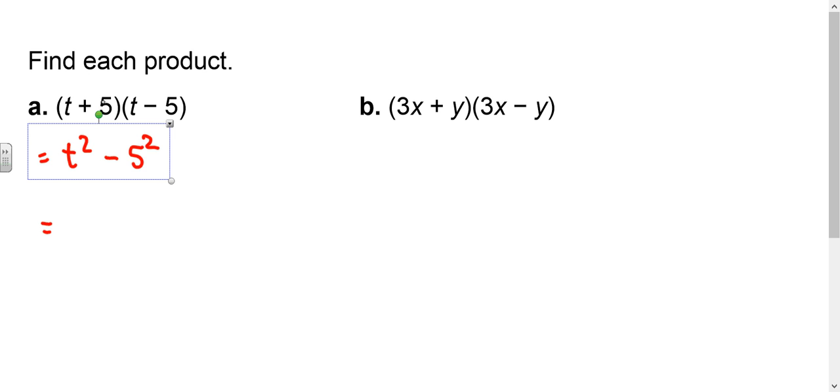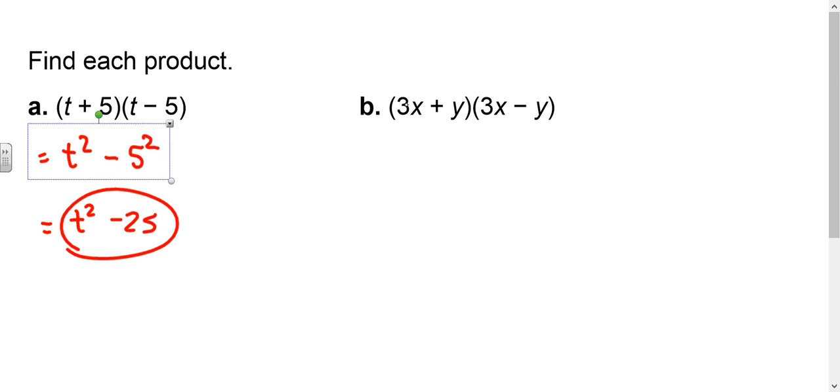So what happens is I get t squared minus 25. And if you're not comfortable with that, then go ahead and just multiply it out using double distribution or the stacked method or whichever method you are used to, FOIL, whatever you want to use. Okay, let's try this one using the shortcut.